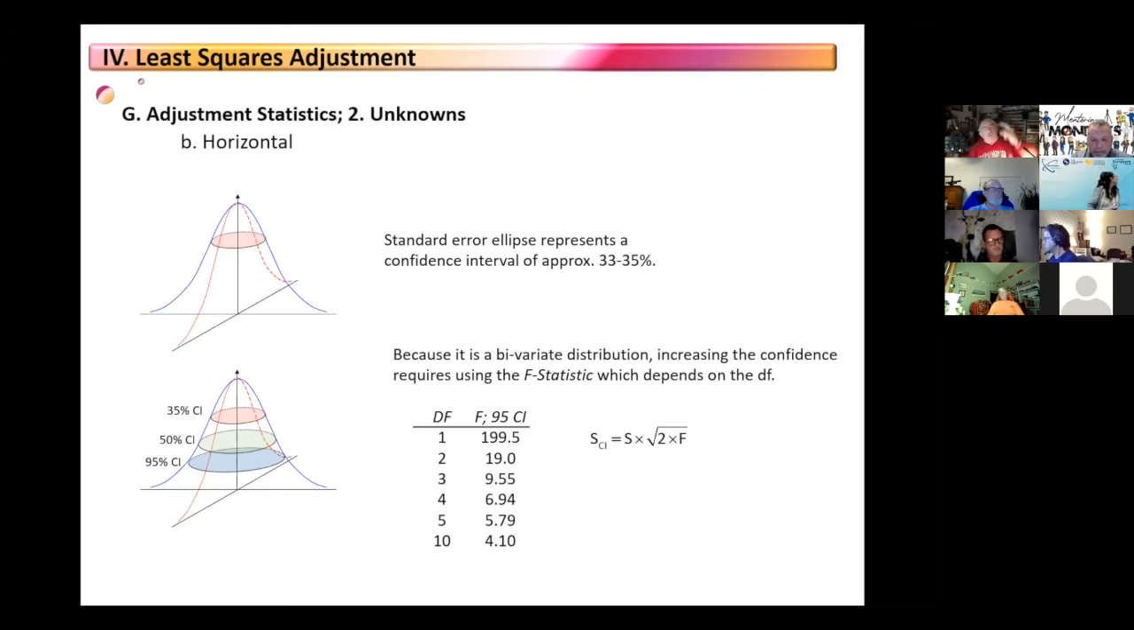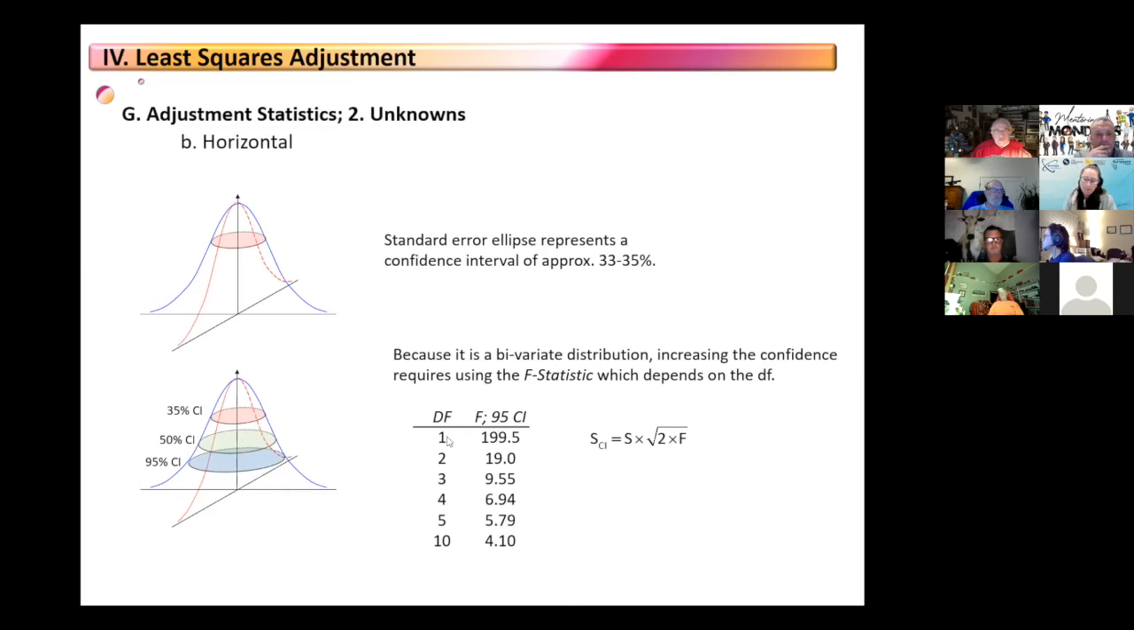If we want to increase our confidence, we can't just multiply it by a single number like we could with a single variate distribution, because it's bivariate in its behavior. We have to take into account the number of degrees of freedom that are part of the adjustment, and that requires use of the F statistic. Most statistics tables and adjustment textbooks will have this. It's a multiplier based on the number of degrees of freedom and the confidence interval.